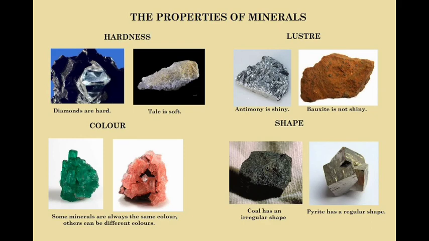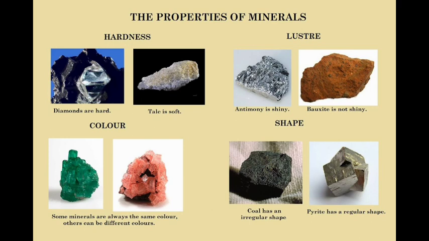Now based on luster, whether it is shiny or dull, antimony is a mineral which has a shiny appearance, whereas bauxite, the ore of aluminum, has a dull appearance. Now based on color, color is not the exact property for identifying a mineral, but still color also plays an important role in identifying a mineral. There can be different colors of minerals like green, orange, brown. So different kinds of colors are there in minerals.